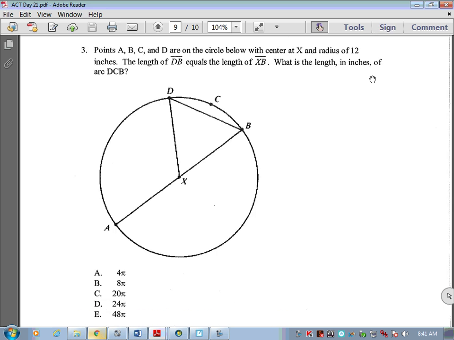So anytime I'm doing a trig function. All right, number 3. Okay, or was it 4? 3 or 4? 3. Okay.